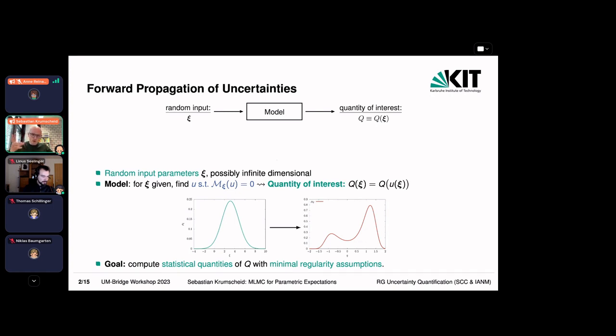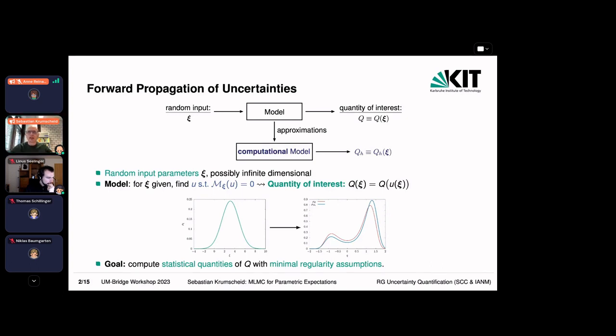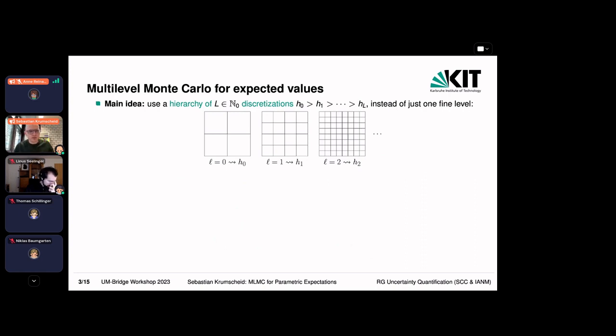Now, of course, that's an overly simplified model because in practice, there will be some approximation. We often only have access to a computational model, like the finite element approximation that Niklas was referring to. So then, of course, we also have an approximated quantity of interest that we can compute. I just put this h here to indicate some approximation. Okay, and since Niklas already introduced the multi-level Monte Carlo method, I can be a bit quicker here.